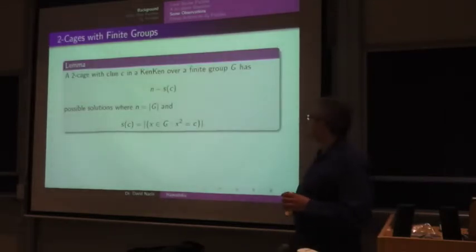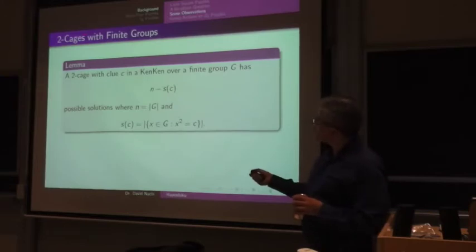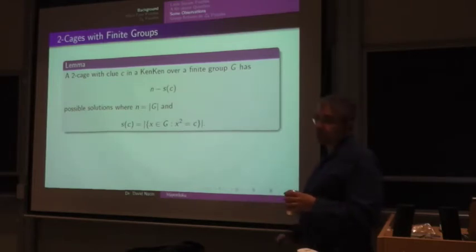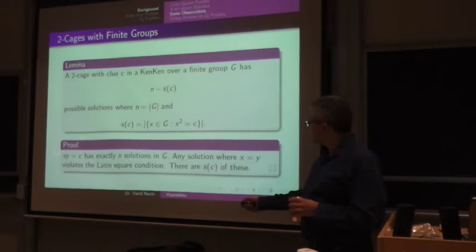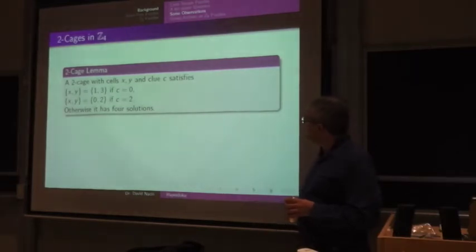So something we can do is look at the 2 cages, because that's sort of the simplest thing. For a 2 cage with a clue c, we can count the number of solutions. It's going to be the order of the group we're working in, but we have to subtract 1 for each of the possible square roots of the clue. And this is clear, because xy equals c is going to have exactly n solutions in our group. So anytime we have x times x equals c, we lose exactly 1 solution. So this is going to enable us to count the number of possibilities for a 2 cage.